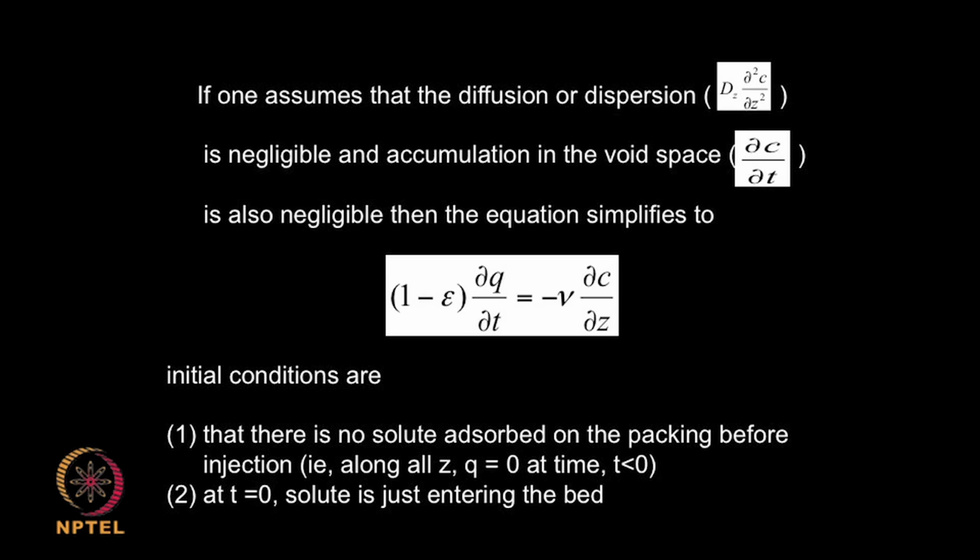So, the initial condition: there is no solute adsorbed in the packing before injection. Obviously, at time less than 0, everywhere there is no solute at all. So, at time less than 0, Q will be equal to 0. At time equal to 0, you are injecting a sample, the solute is just entering the bed, and that is what you are doing actually.